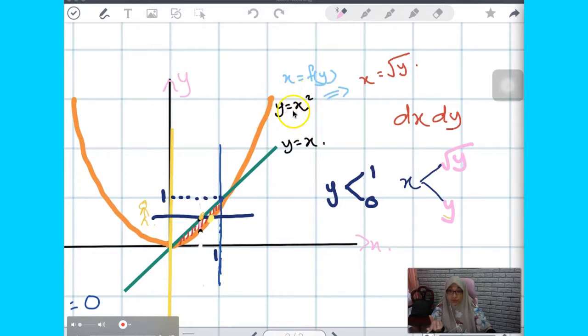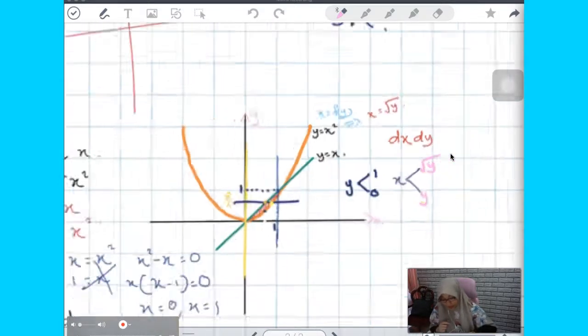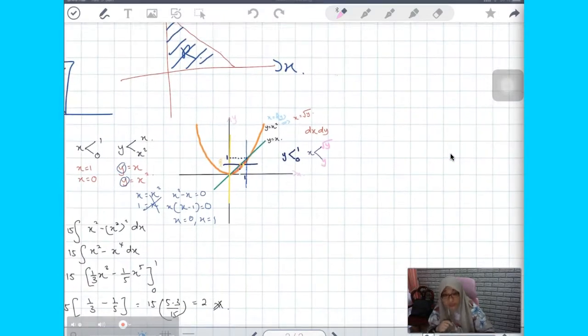So instead of y equal to x squared, when you rearrange this, you have x equal to plus minus square root y. Since you have two values of x here, you have to look at the location of your region. Your region is lying only on the positive x, so we just choose the positive square root. That's why we got this one. So now that is our new limit.